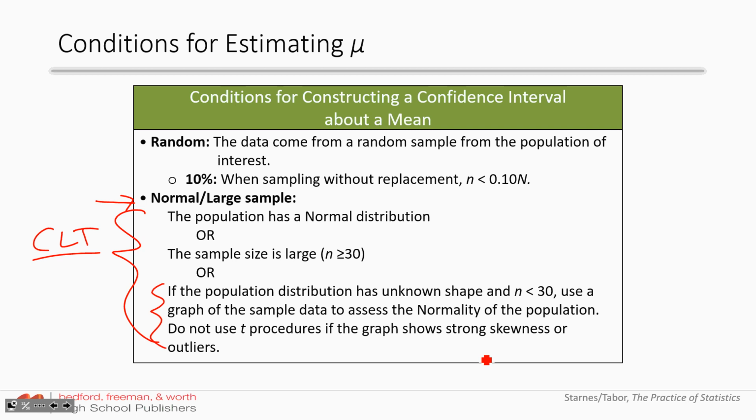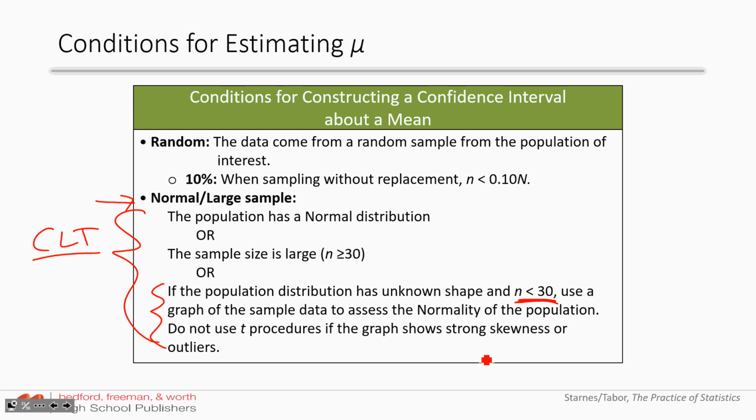So I don't know if it's normal, I don't know if it's skewed, and I have a small sample size, so smaller than 30. Here's the new part. Here's what we're going to do. We're going to graph the sample data, and we're going to just take a look at what the sample looks like. What does the shape of the sample distribution look like?